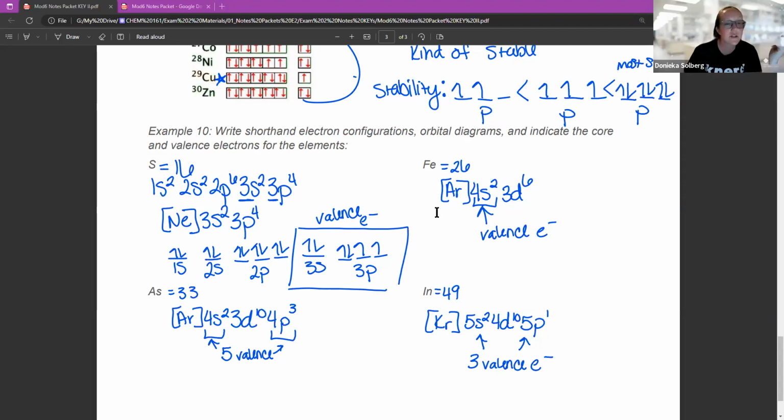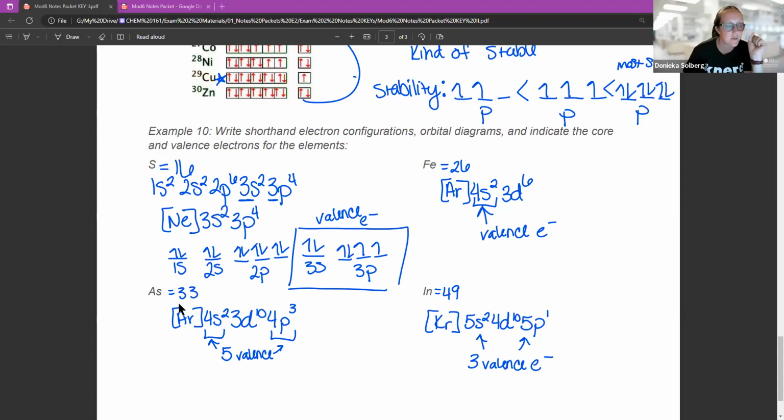Okay, so I want you to try the next 3, and then I'm going to talk through the answers a little bit. Iron is argon 4s2 3d6, and I'm asking, which ones are the valence electrons? The ones with the largest n. So it's not necessarily the last one, it is the one with the highest energy level value. So 4s2, so iron has 2 valence electrons.